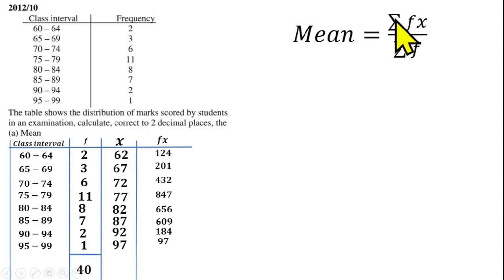So we can now sum our fx. Summation of fx, you sum your fx there, that will give us 3150.